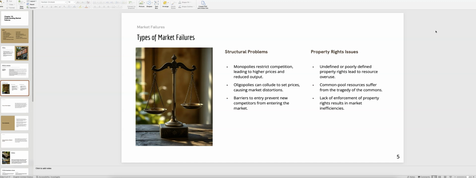That's not the point of this course, though. The point of this course is what's on the right-hand side. The role, oftentimes, for an environmental economist is to talk about the undefined or poorly defined property rights that typically lead to resources being overused.